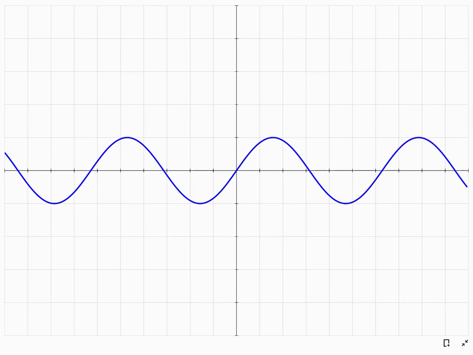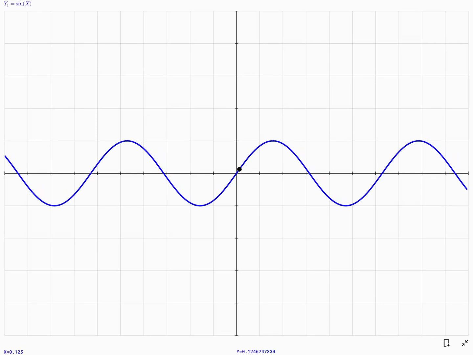Now, if you look at this point here at the origin, it starts at what we're going to call the midline. If you were to cut a line right through the wave, that's the middle of it. That's called our midline. Then we're going to have a peak, top of it, and then the bottom of your wave as well.